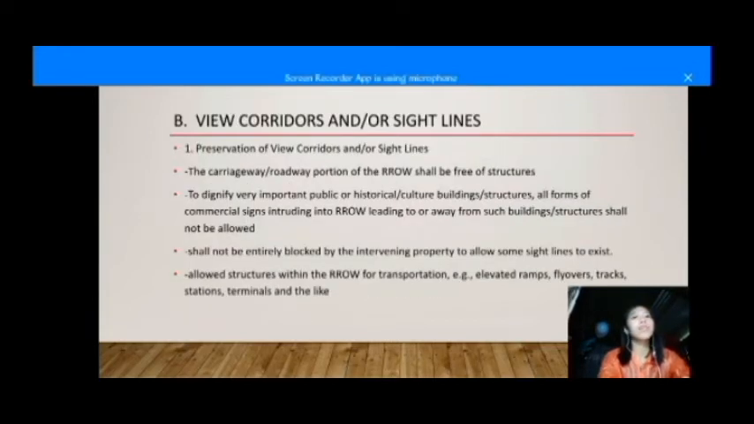Next is the view corridors and/or sightlines. For the preservation of view corridors or sightlines, the carriageway roadway portion of the RROW shall be free of structures, and to dignify very important public or historical cultural buildings, all forms of commercial signs intruding into the RROW leading to or away from such buildings shall not be allowed. It shall not be entirely blocked by the intervening property, to allow some sightlines to exist. Allowed structures within the RROW for transportation are elevated ramps, flyovers, tracks, stations, terminals, and the like.